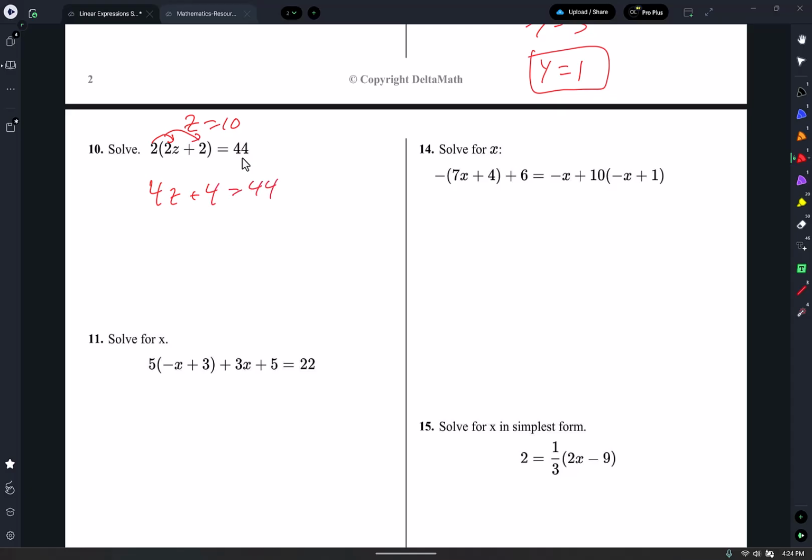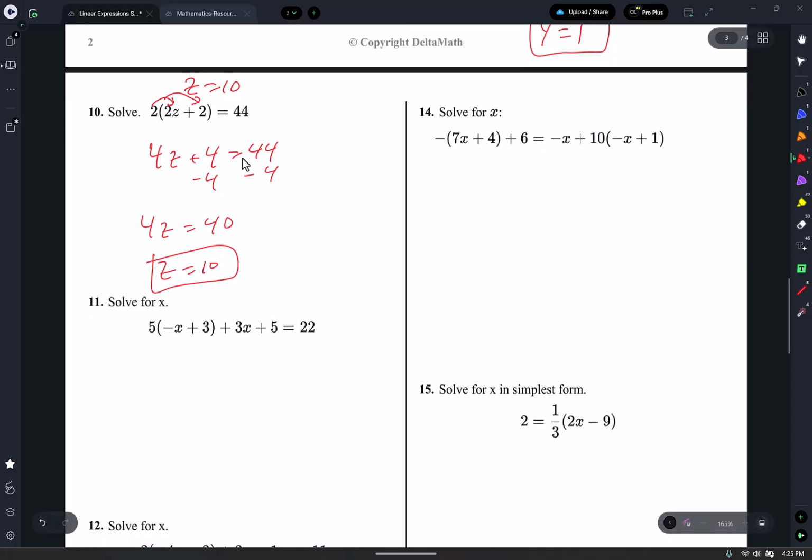And then you're going to subtract 4 from both sides. 4z equals 40. And then you divide both sides by 4. So z equals 10. But if you can already see it, like, well, the only way you're going to get 44 is 2 times 22, then z has to be 10, right? 2 times 10 is 20 plus 2 is 22. You don't see it? Okay. But you see it like this, though, right? Okay. All right. So here we go.